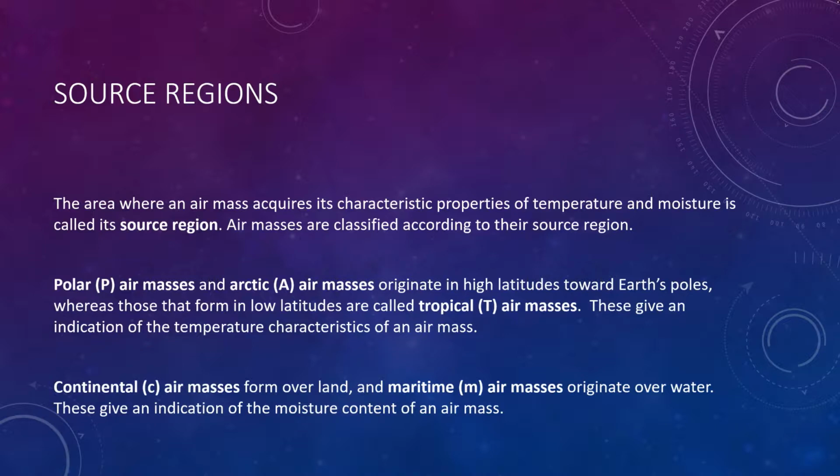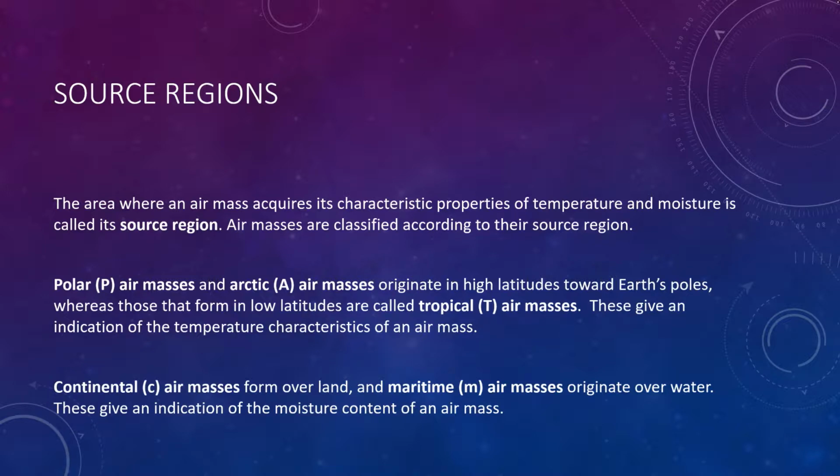So we break them down in two different ways, as you can see on this slide. We first break them down as either polar, Arctic, or tropical. Polar air masses, or P air masses, and Arctic, or A air masses, originate in the high latitudes toward the Earth's poles, whereas those that form in low latitudes are called tropical, or T air masses. The designation polar, Arctic, or tropical gives an indication of the temperature characteristics of the air mass. Polar and Arctic indicate cold, while tropical indicates warm.